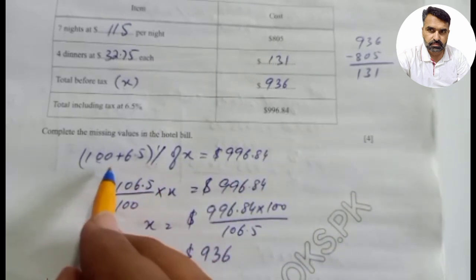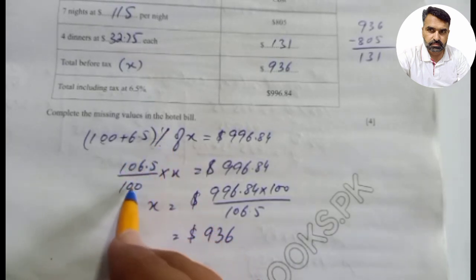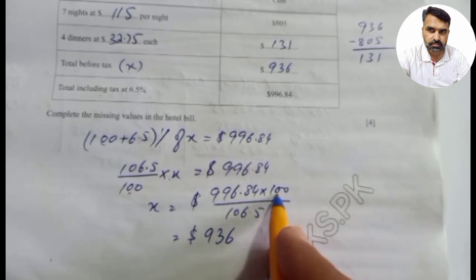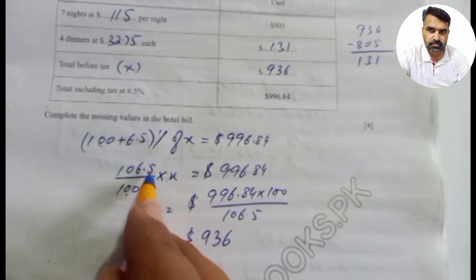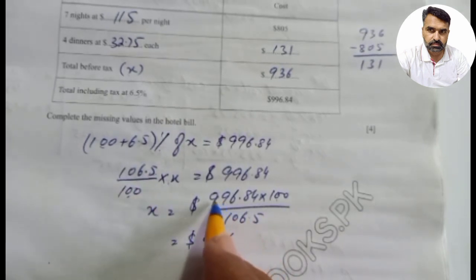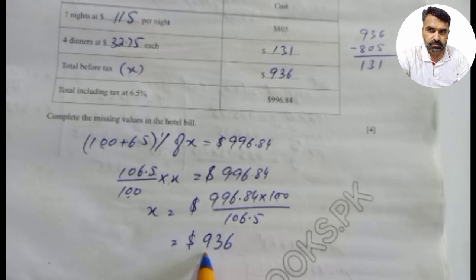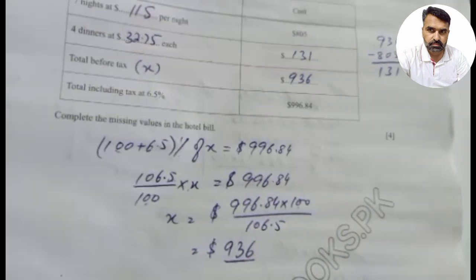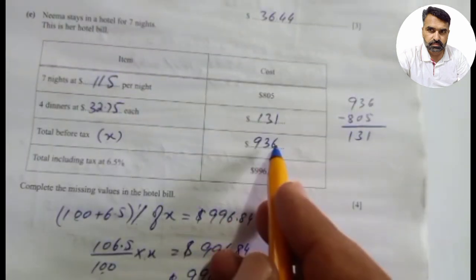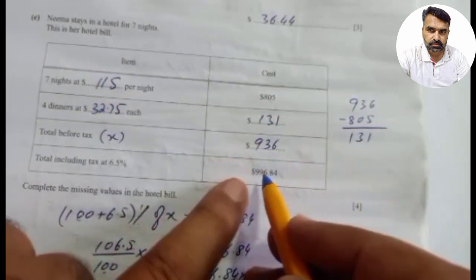So 100% plus 6.5% of X is 996.84. We will add to get 106.5, and in place of percentage we will write over 100 multiplied by X. 100 is dividing, when we transfer it to the other side it will multiply, and 106.5 is multiplying, when we transfer it to the other side it will divide. Use calculator. 996.84 multiplied by 100 divided by 106.5 to get 936. So it is the cost before tax.